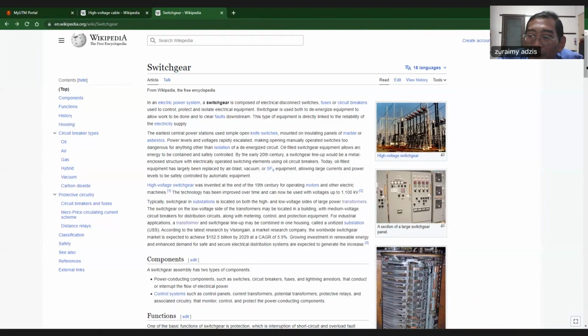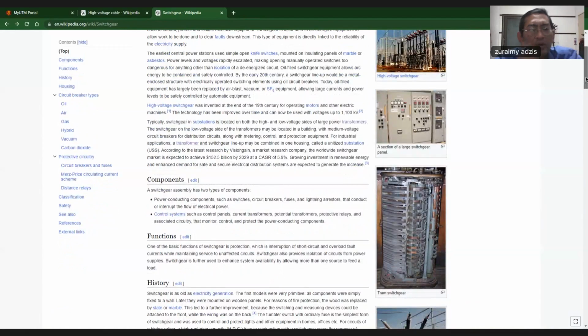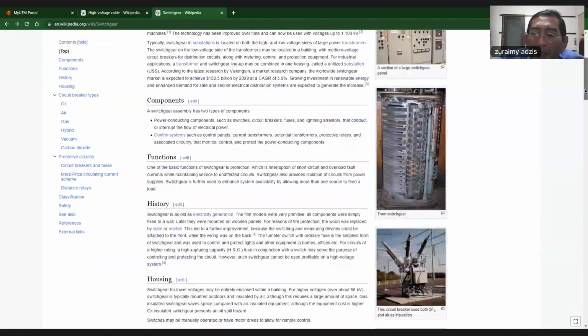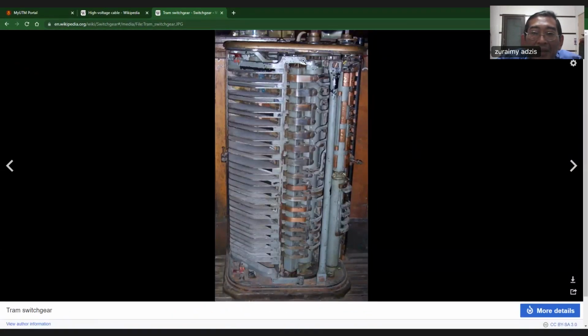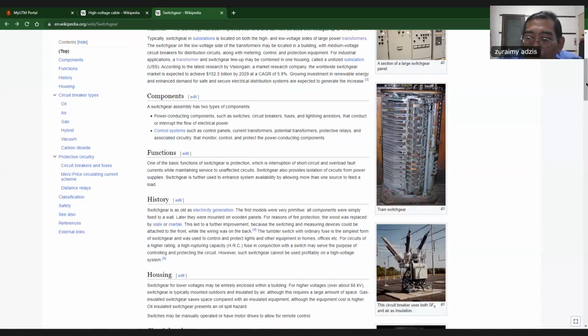And if you look further, let's look at figures. You should take your own time and look at this Wikipedia article because it helps a lot. This is a tram switchgear. Tram because it is continuous. I hope you understand the meaning of tram.